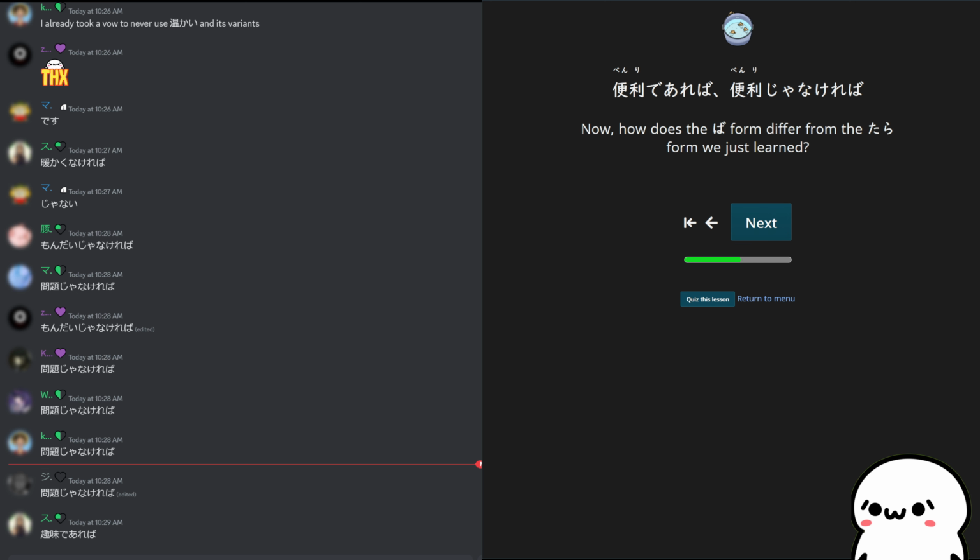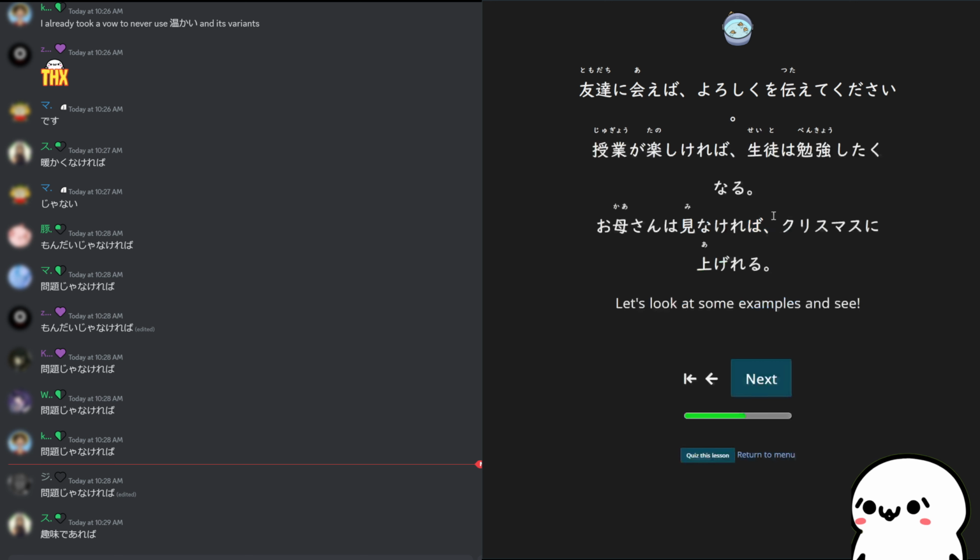So now we've got these conditionals. And we can drop these in the same way that we could put the tara conditional that we learned earlier. But let's look at some examples and think about how these differ from one another. So let's look at these three. Now I'm going to read through all of them first, and then we'll talk about them.